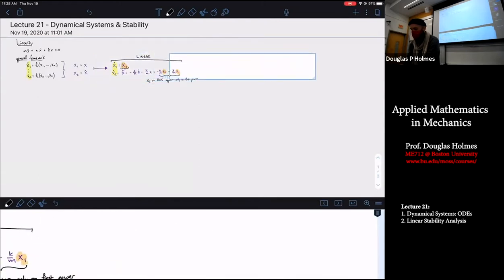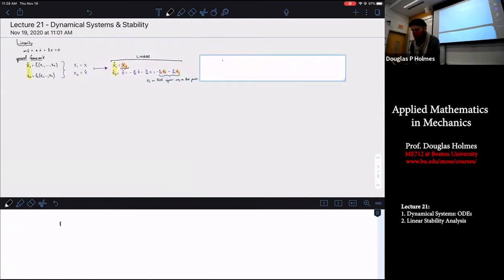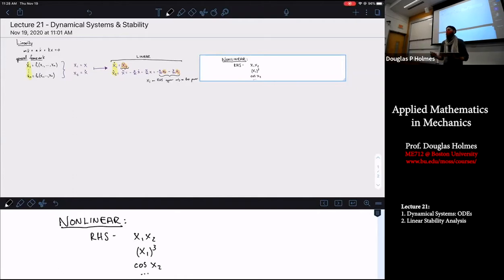It would be nonlinear if on the right-hand side it contained terms that included, for instance, products of x1 and x2, maybe x1 cubed, maybe the cosine of one of the things, so like x2, and so on and so forth. Anything that's not simply x1, x2, x3, x4 to the first order.